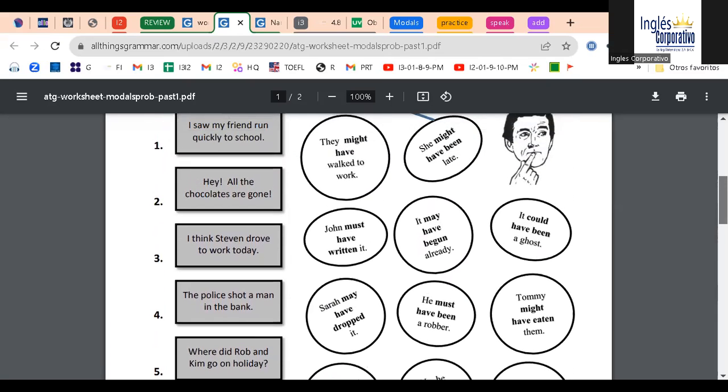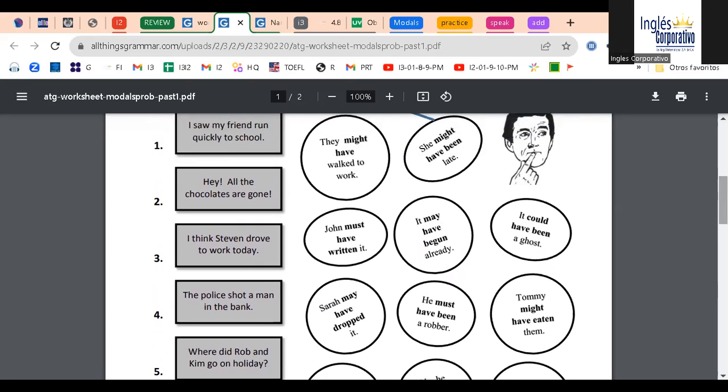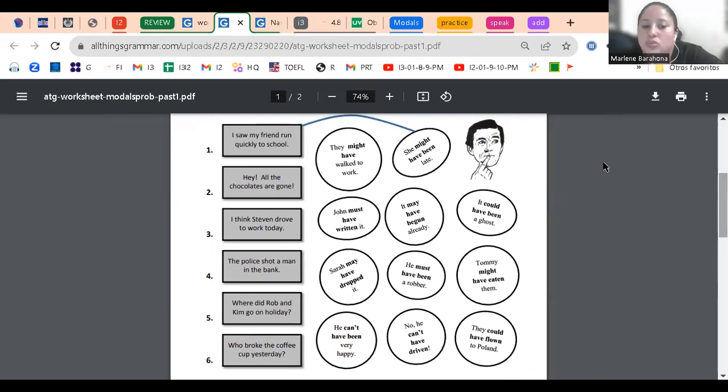Okay, so let's see. Number two. Hey, all the chocolates are gone. What do you think? Tommy might have eaten them. Yeah. So has it happened to you? When you leave something in the fridge and, in my case, my son, it suddenly disappears. Everything that I have. Everything you leave in the fridge disappears. Yes. It happens.